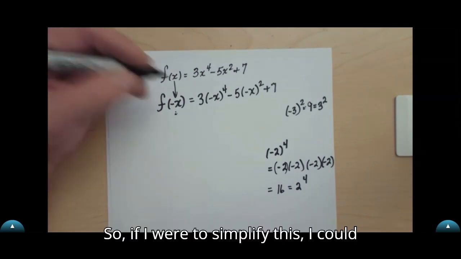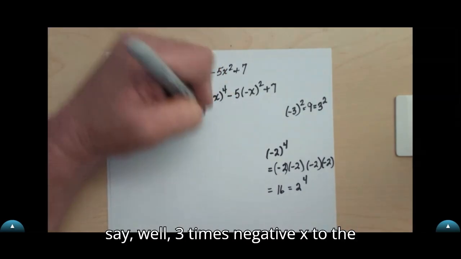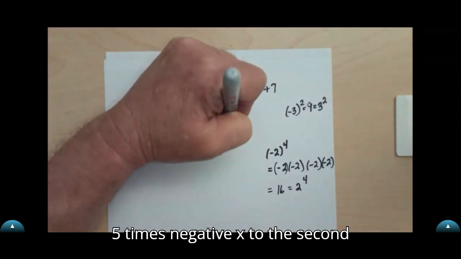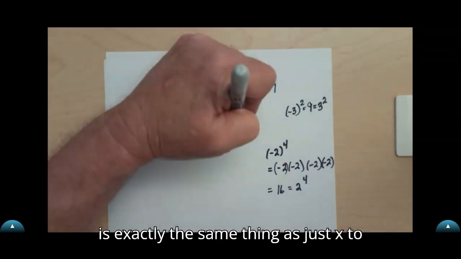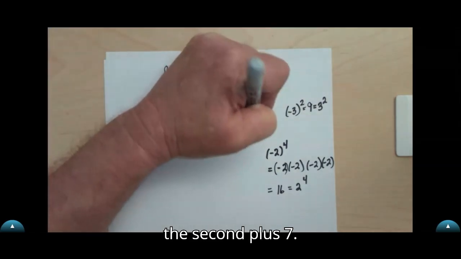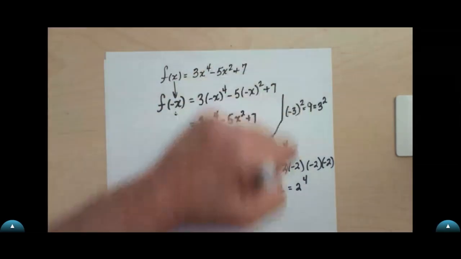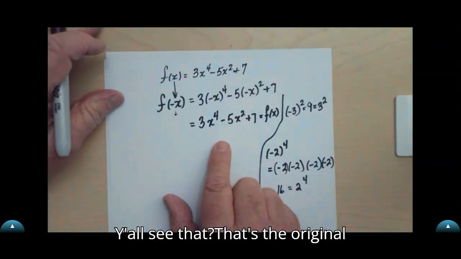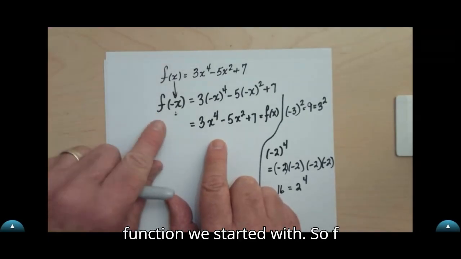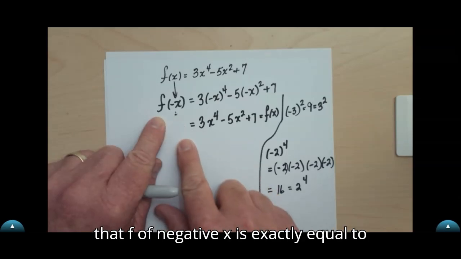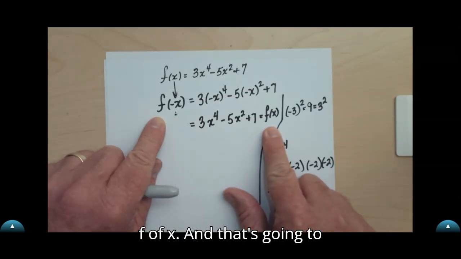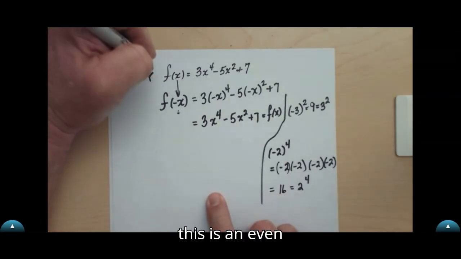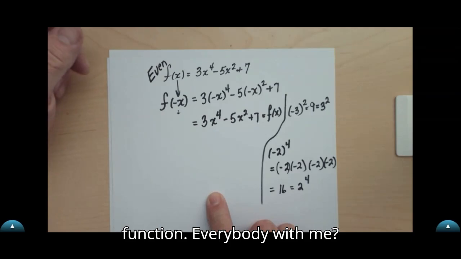Y'all agree? So if I were to simplify this, I could say, well, 3 times negative x to the 4th is just 3x to the 4th, right? Minus 5 times negative x to the 2nd is exactly the same thing as just x to the 2nd, plus 7. But isn't this our original function, f of x? Y'all see that? That's the original function we started with. So what we've just shown is that f of negative x is exactly equal to f of x, and that's going to be that way for any value of x. Y'all see that? And this is an even function. Everybody with me?